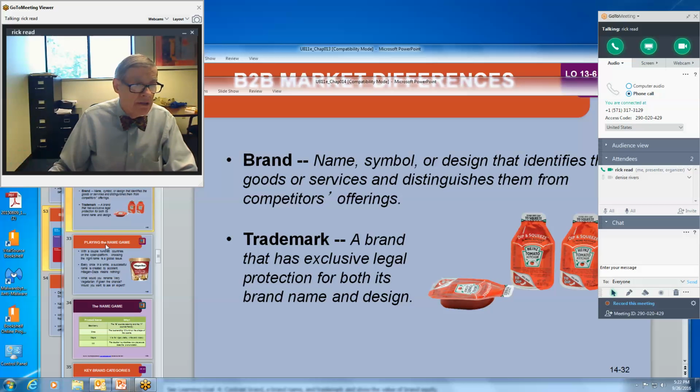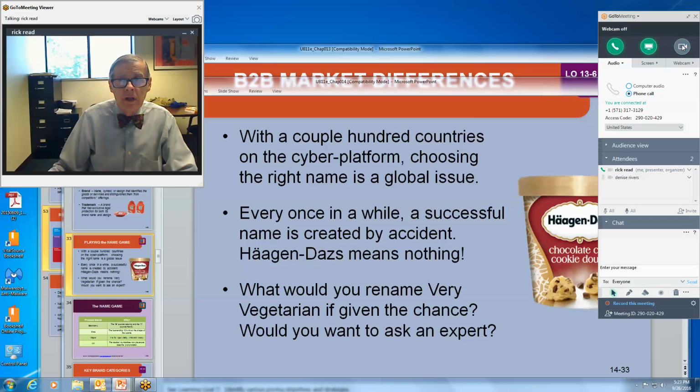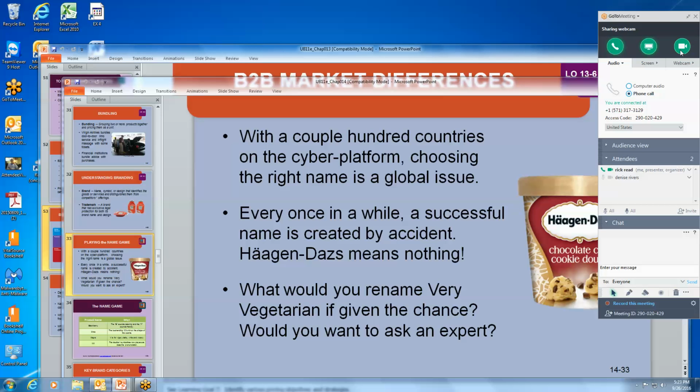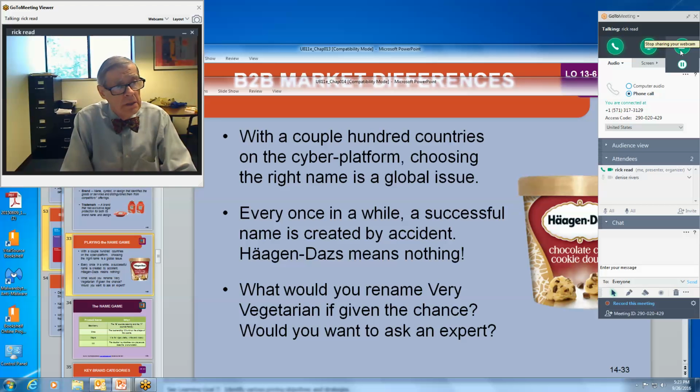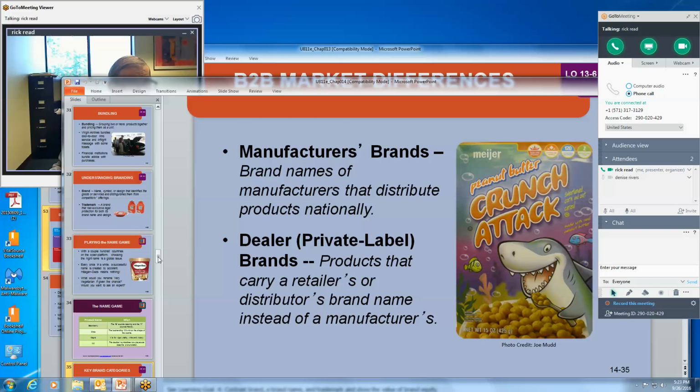Now, we may think that that's the big guys, Goliath slaughtering David, and in some cases that may be true. But companies work hard to differentiate themselves. And if they have a trademark and it's been recognized, it should not be infringed upon. This is just talking here about different types of things, and it talks about very vegetarian, which we've not talked about. So we won't get into that at the present moment.